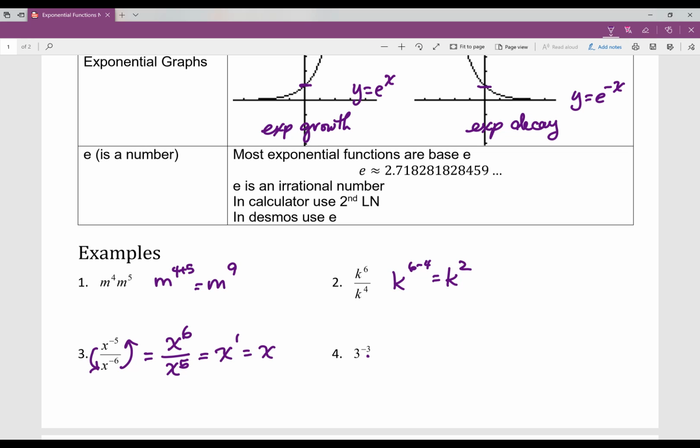This negative 3 means flip me down. So this gives me 1 over 3 cubed. I need this 1 as a placeholder because when I flip this 3 cubed to the denominator, I don't know what's in the denominator unless I put a 1 there on top.